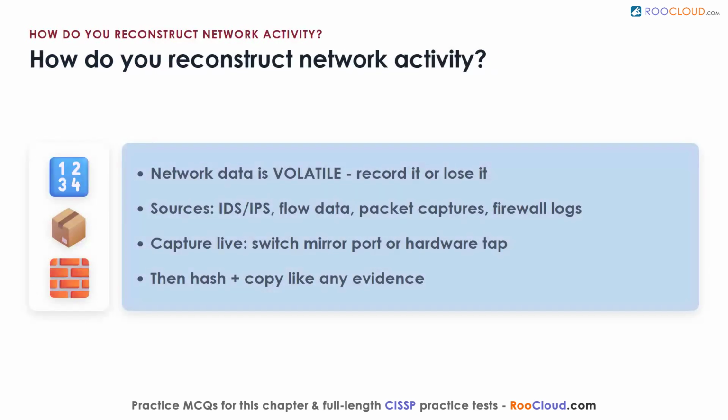How do you reconstruct what happened across the network? Network analysis is tricky because network data is volatile. If activity is not deliberately recorded when it happens, it usually vanishes. So this work leans on controls already logging traffic, like intrusion detection systems, flow monitors, packet captures, and firewall logs.